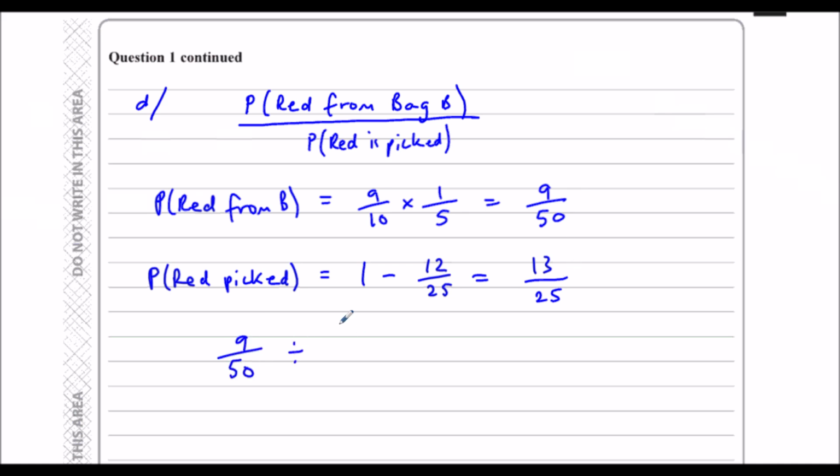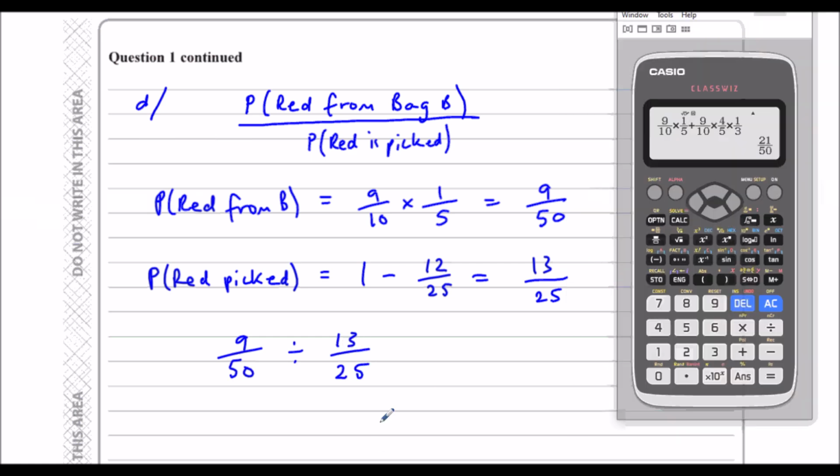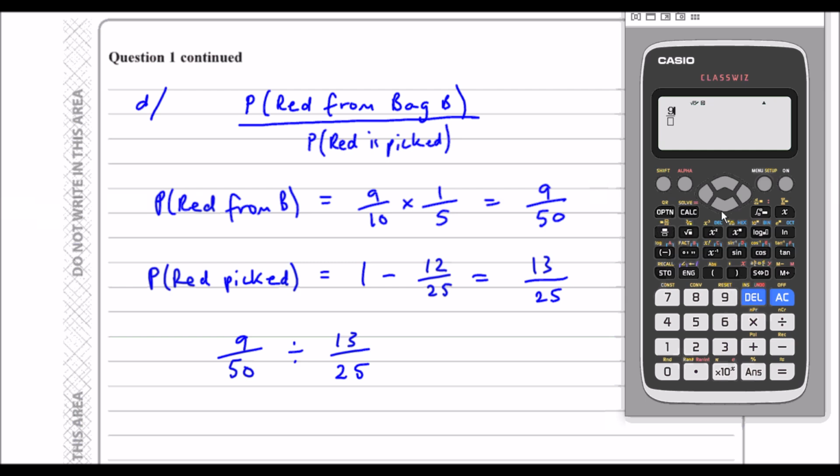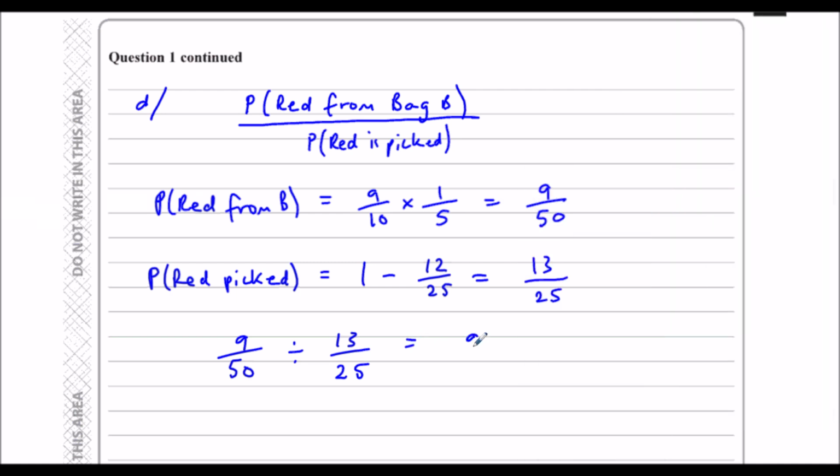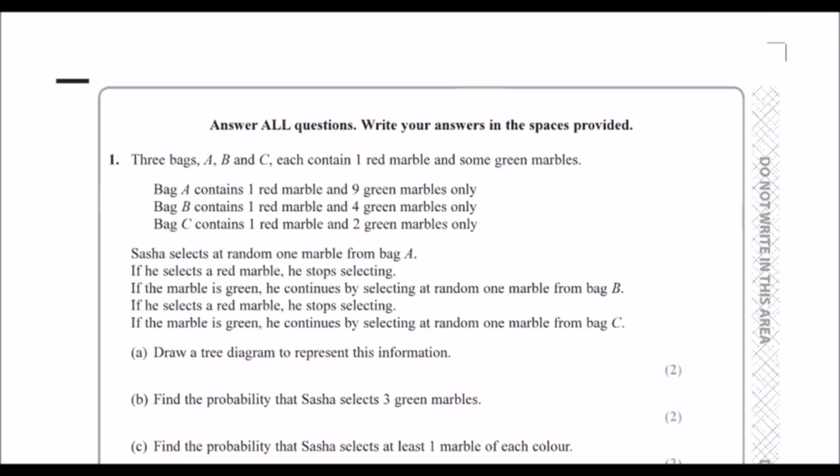divided by 13/25. And I will type it in the calculator. So divided by 13/25. So that's 9/26. And that's it.